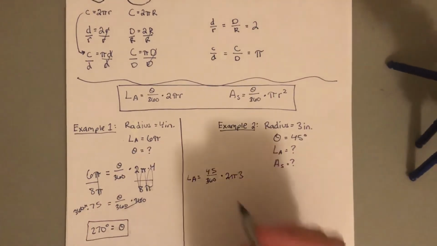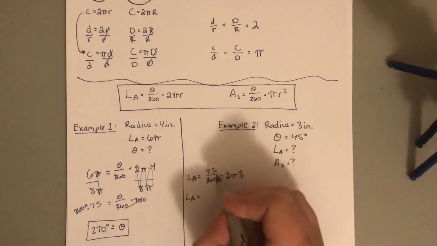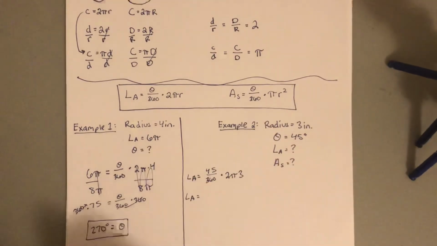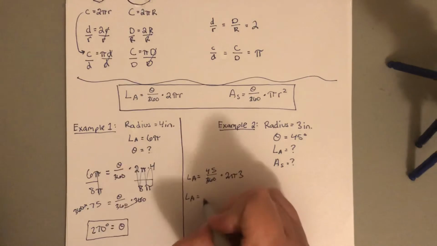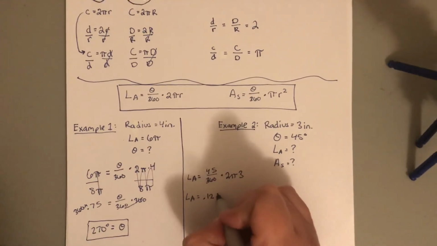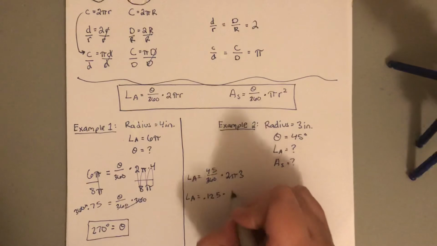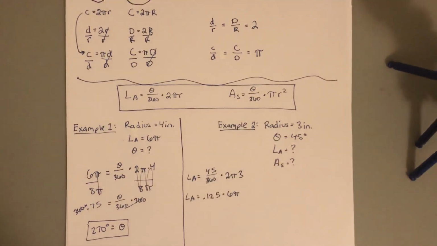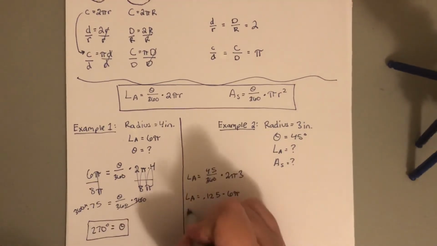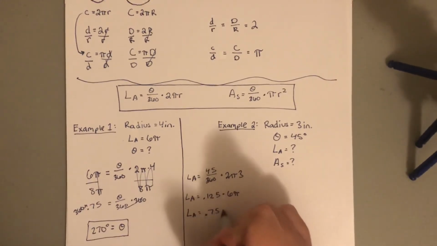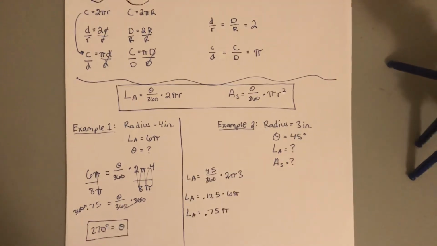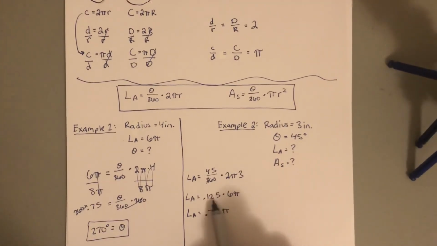So the length of the arc is 45 divided by 360. If I do that in my calculator just to make it a decimal and not a fraction, because fractions can be kind of tricky to work with, 45 divided by 360 gives me 0.125 times, and then 2 times 3 is 6 pi. So I can simplify that even more. 0.125 times 6 is 0.75. Then I still have my pi. I just used my phone and figured out what that was.